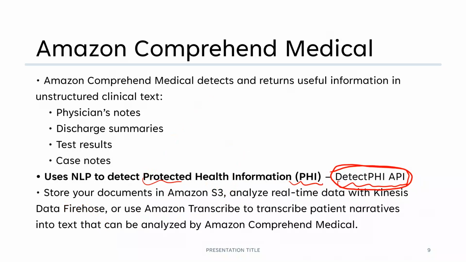If you upload, for example, a doctor's prescription into Amazon Comprehend Medical, then it will automatically analyze the text and detect if there is any health information there, and then you can do whatever you want with the information. Let us see an example of what I'm talking about, right?